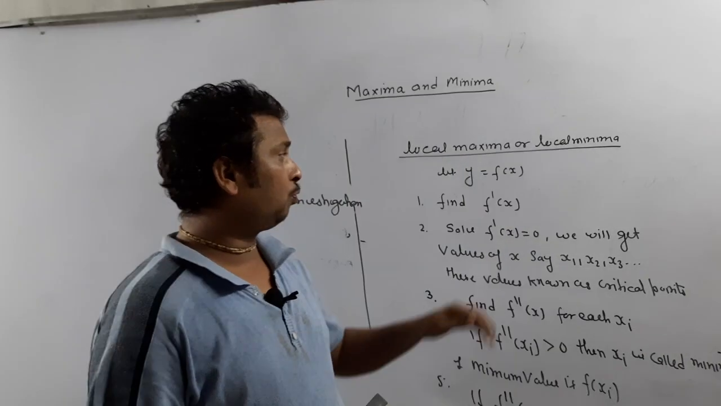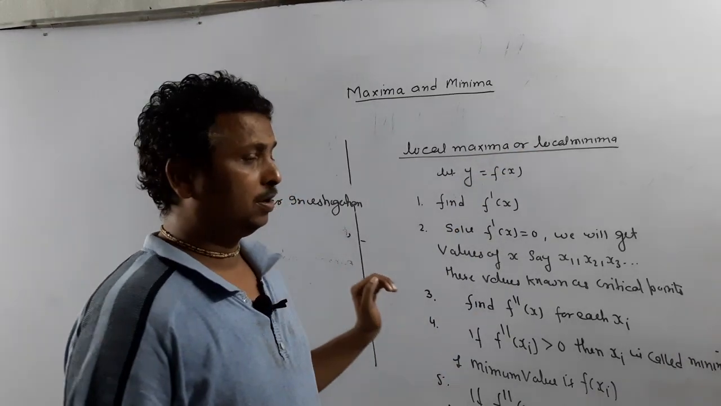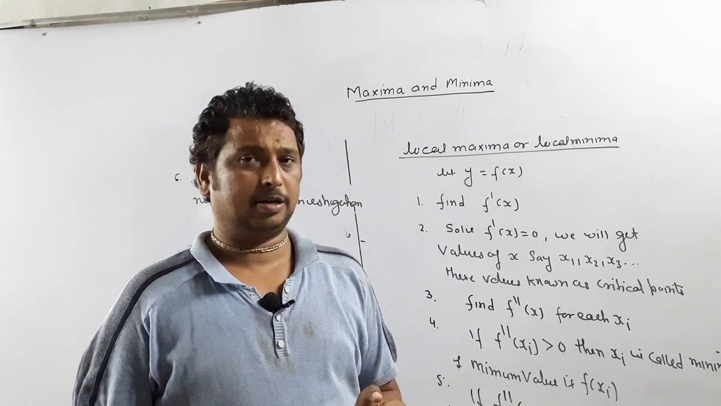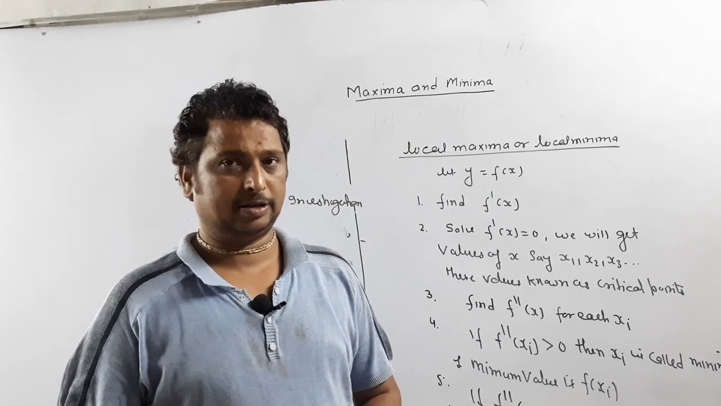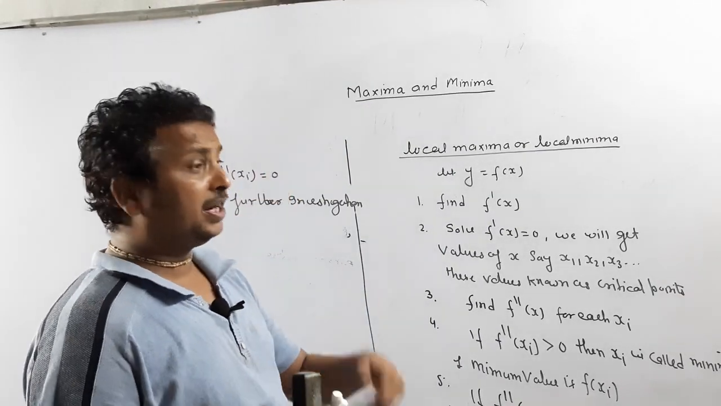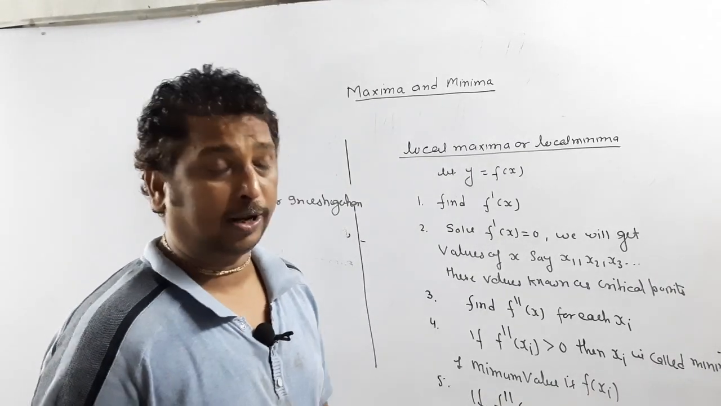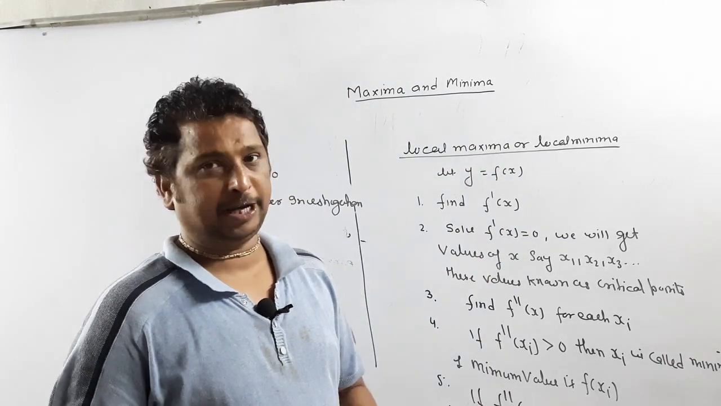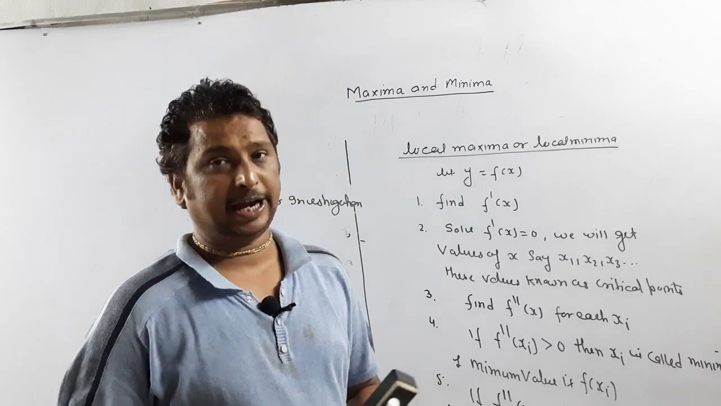So how do we calculate local maximum and minimum? This is the procedure. Local maxima and minima in general lie within the interval, not at the end points. If we consider end points also, then we go for global, meaning absolute, maxima and minima. This is the procedure to calculate local maxima and minima.